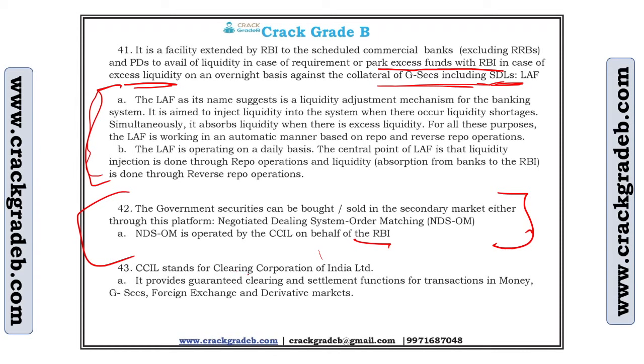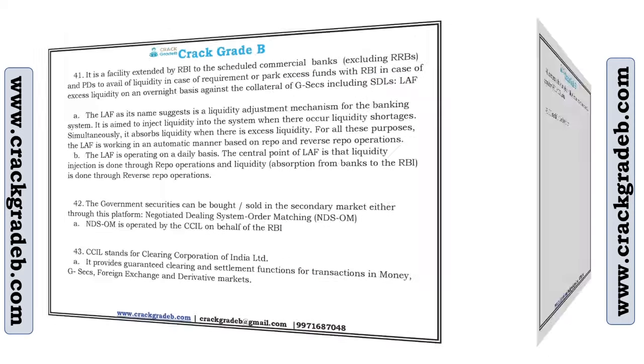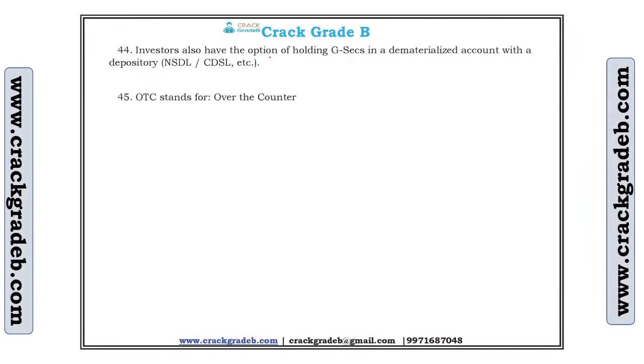Now, CCIL stands for Clearing Corporation of India. It provides guarantee, clearing and settlement functions for transactions in the money, government securities, foreign exchange and derivative markets. So they play a very important role in transactions of money, government securities, foreign exchange and derivatives. Now, investors have the option of holding G-Secs in a dematerialized account with a depository, NSDL or CDSL. There are only two depositories in India, NSDL and CDSL. NSDL is managed by NSE, CDSL by the Bombay Stock Exchange. That's it. OTC stands for over the counter.